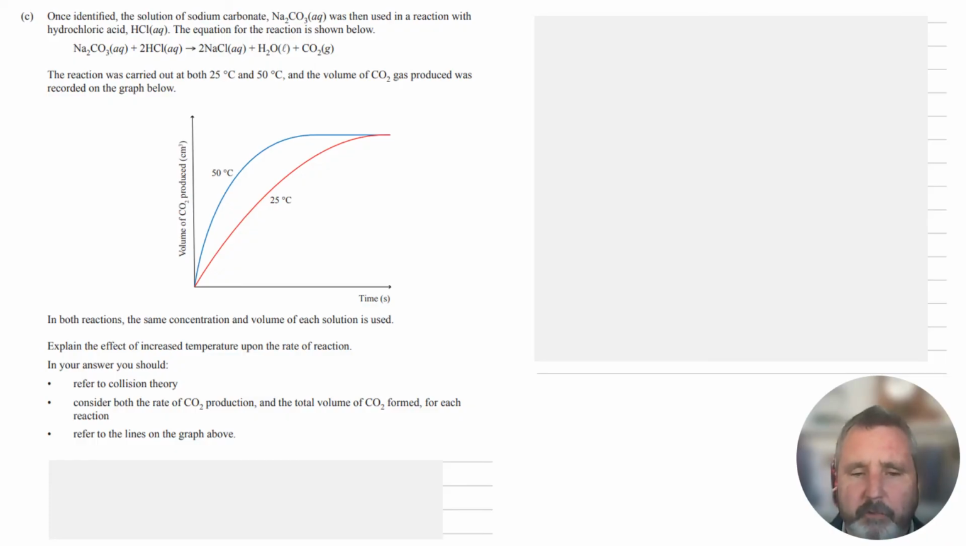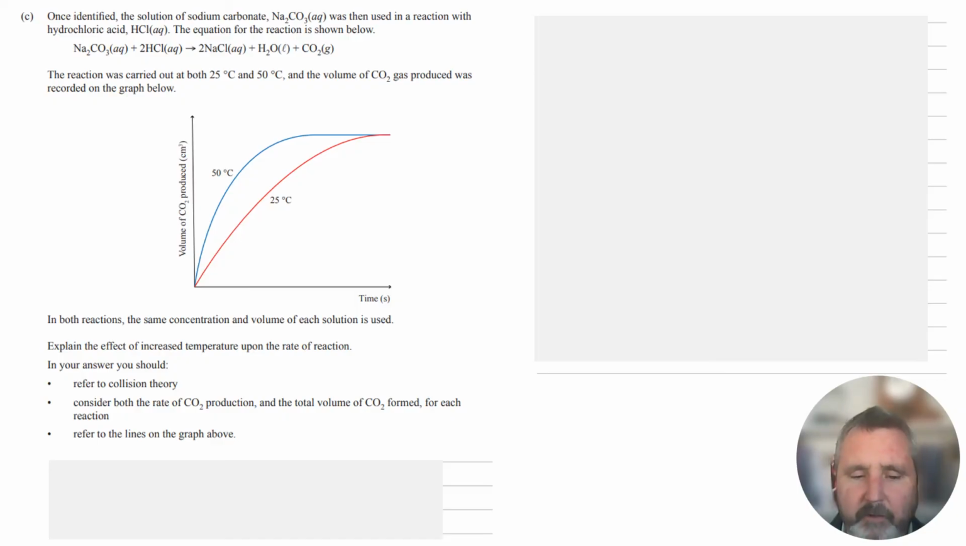Now the reaction was carried out both at 25 degrees and 50 degrees. Okay, so that should trigger us right at the start and tell us they're going to ask about temperature change here, because we've got two different temperatures. And the amount of carbon dioxide was plotted on the graph below. In the reactions, the same concentration and volume of each solution was used. We would expect that if they're changing just one thing at a time.